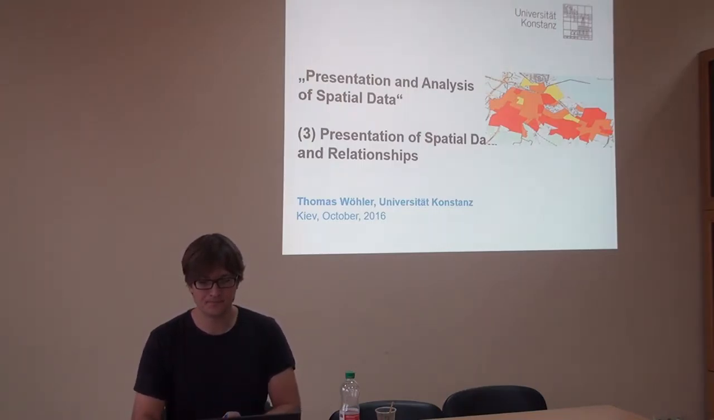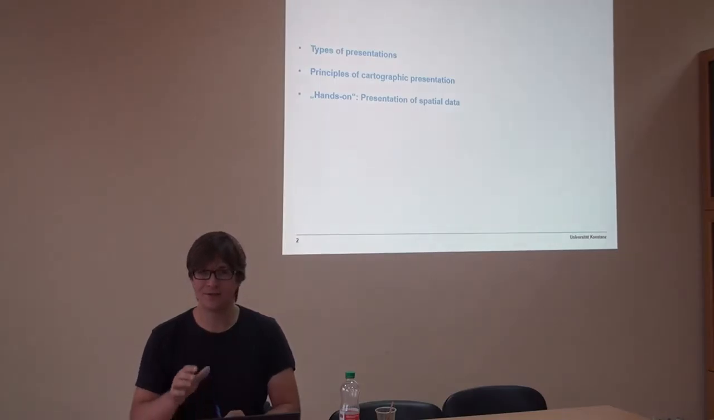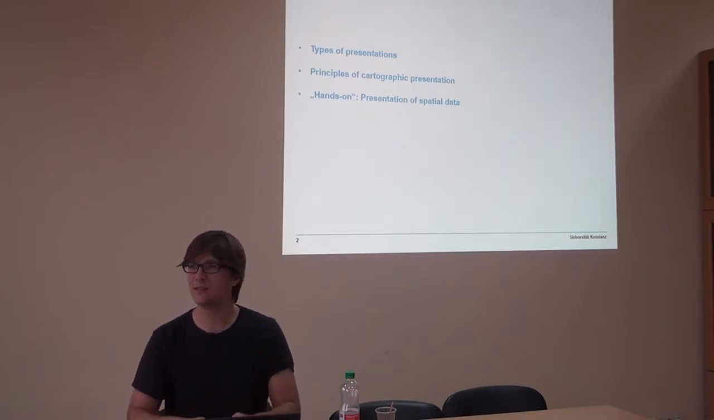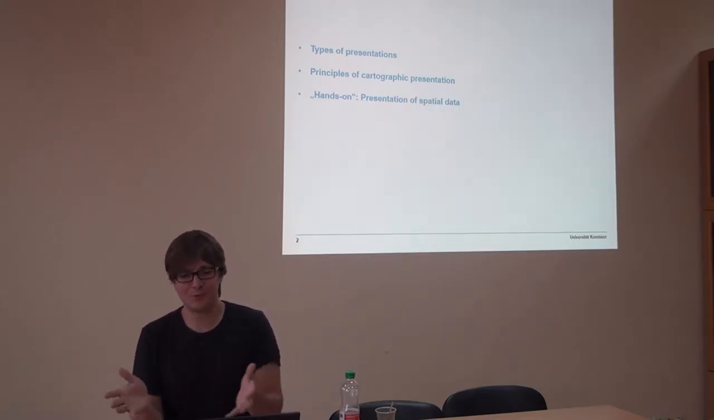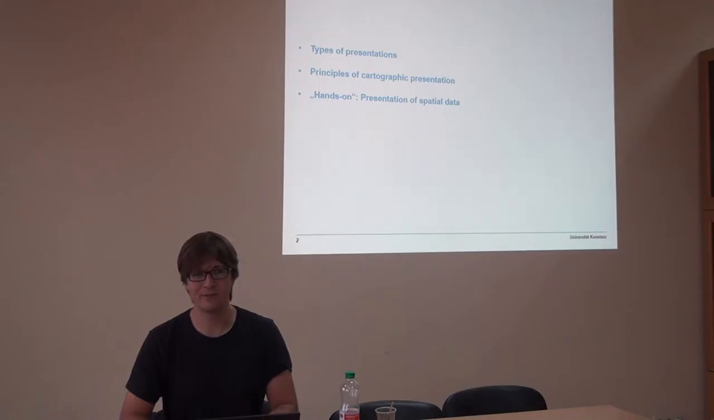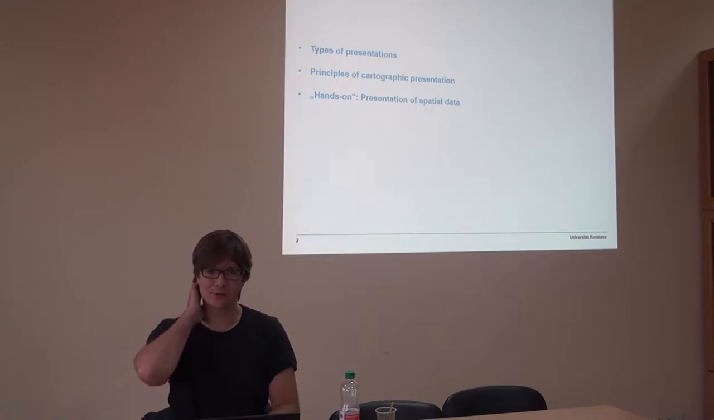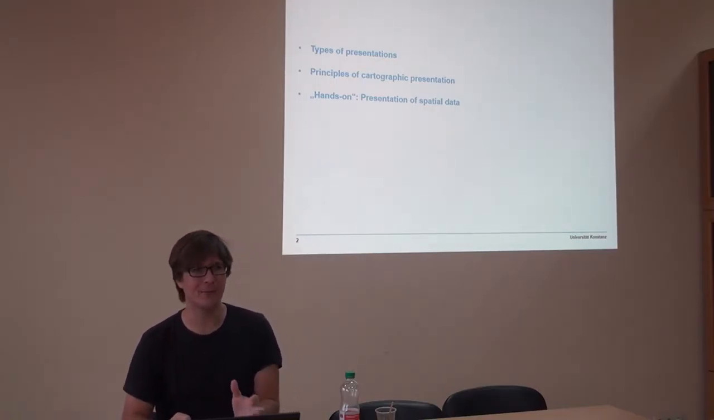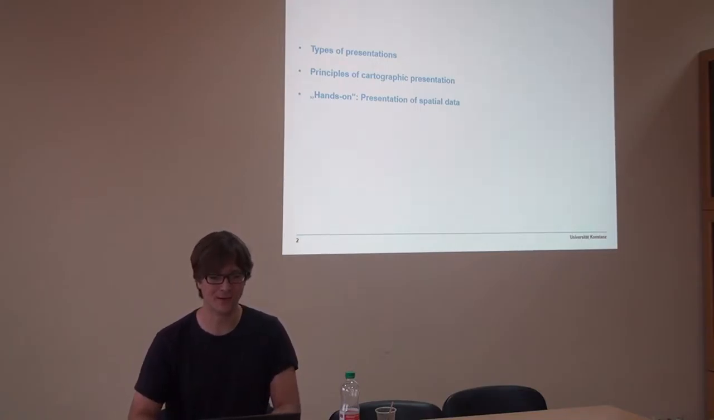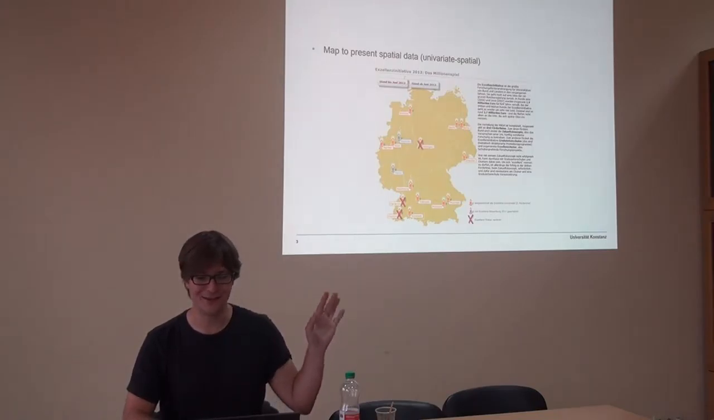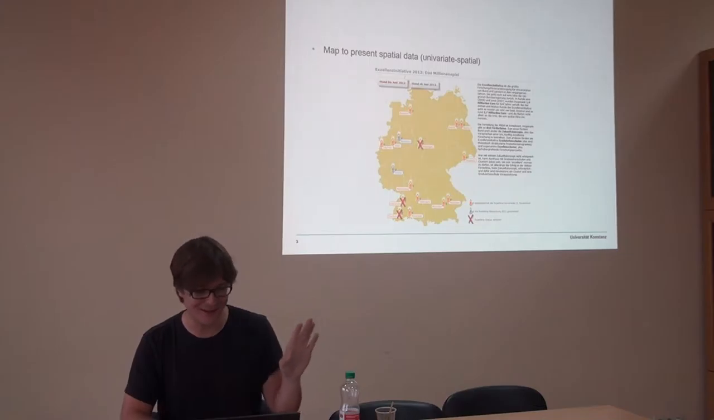I want to start the third session on the presentation of spatial data and relationships. So now we're doing some theoretical stuff again, and then I'll show you some start in QGIS. And as before, you should probably just do it yourself, and then we can discuss where problems still are. First some types of presentations, then I want to highlight some principles of cartographic presentations, or what are good maps and what are bad maps, what are things that you should think about, and then I show you how to do it in QGIS.